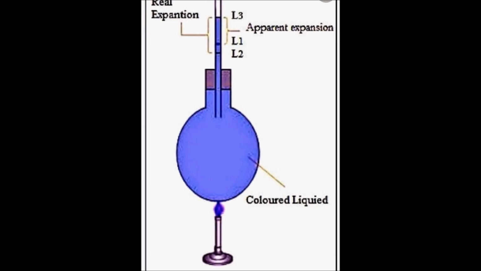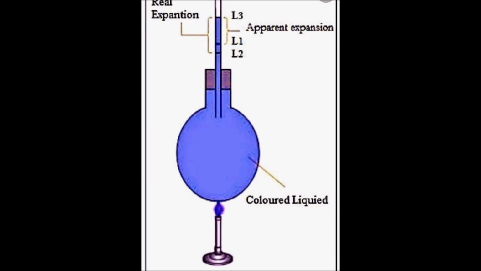And on further heating, the thermal energy is supplied to the liquid through the container. That results in the expansion of the liquid. Now, the level of the liquid rises and mark the level as L3. L1 is the initial level. L2 is the reduced level of liquid due to the expansion of container. L3 is the level of liquid rises due to expansion of liquid.